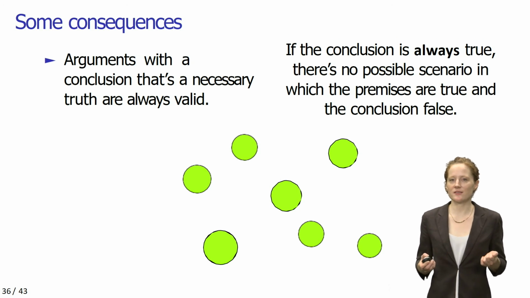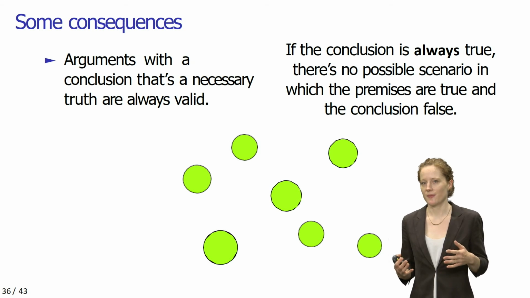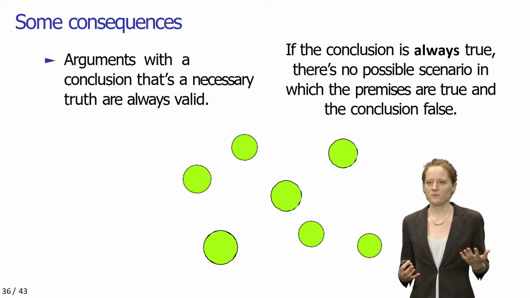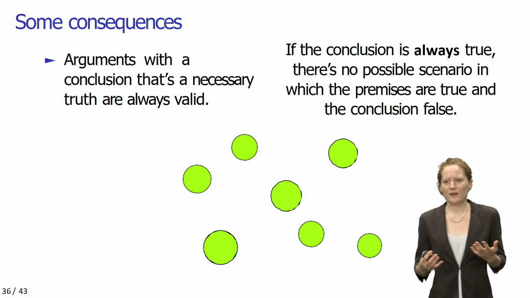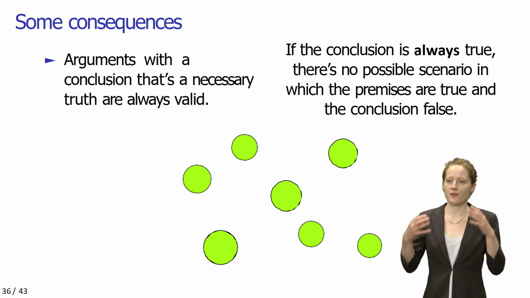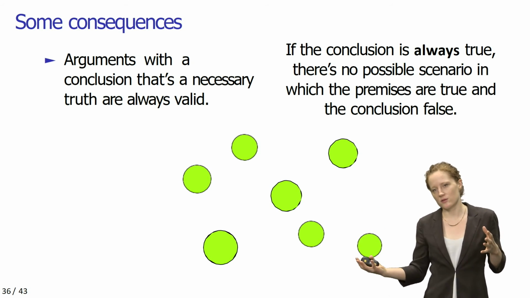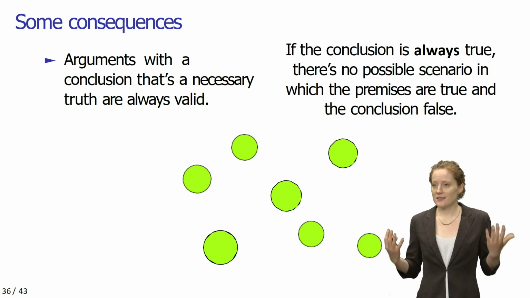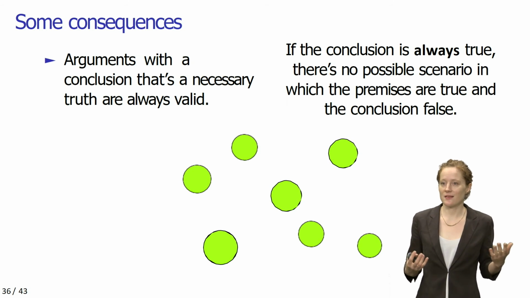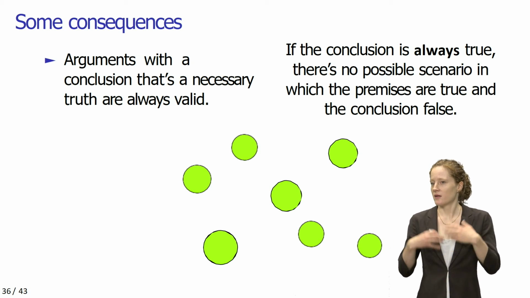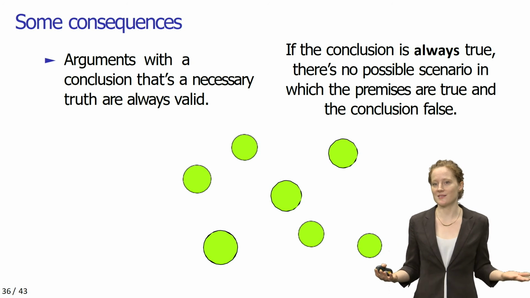Now let's reflect on some consequences of these definitions. One important consequence is that arguments with a conclusion that's a necessary truth are always valid. Now, why is that? Well, if the conclusion is always true, that means that there's no possible scenario in which the premises of the argument are true, but the conclusion is false. And that's just the requirement on a valid argument. A valid argument is one which is such that there's no hypothetical scenario in which the premises are true but the conclusion is false. And so if the conclusion is always true, that means the argument must be valid.